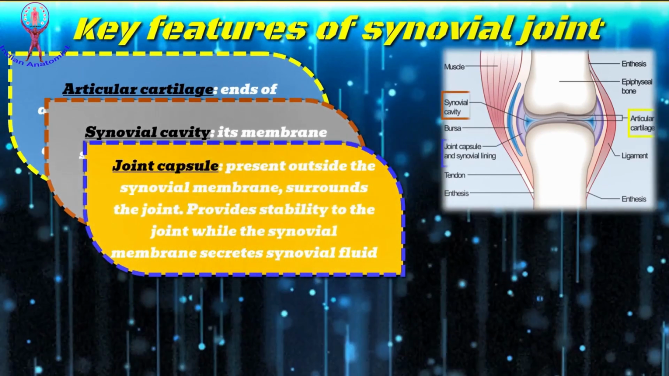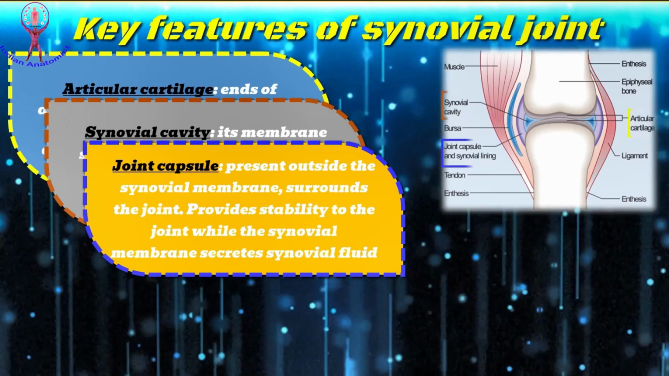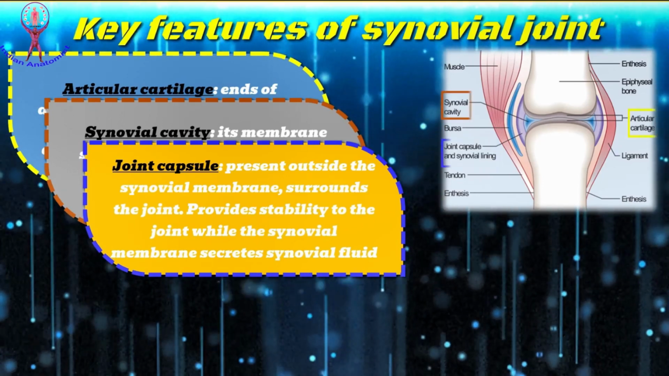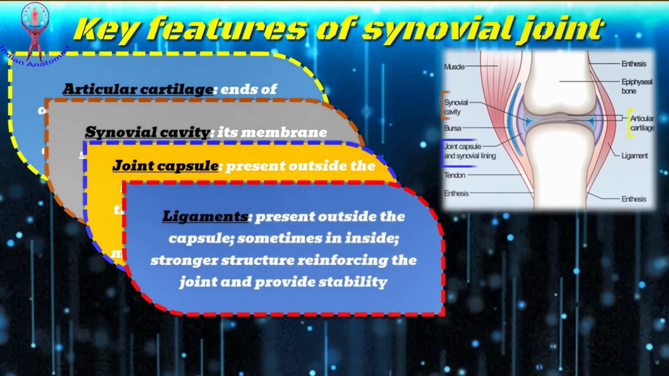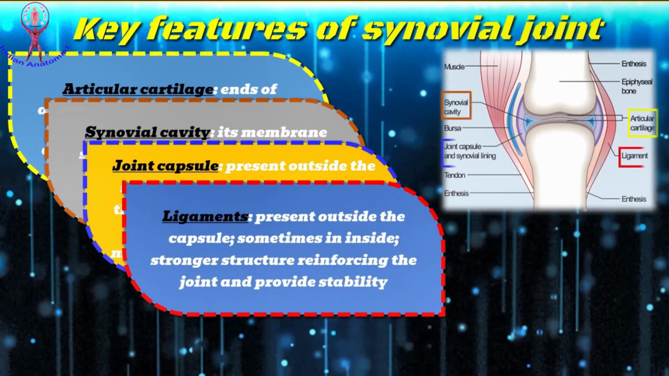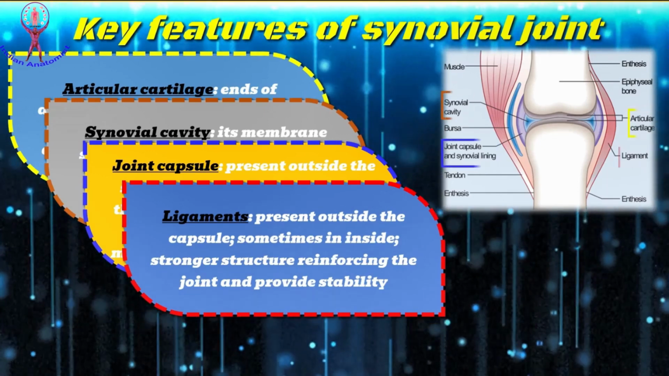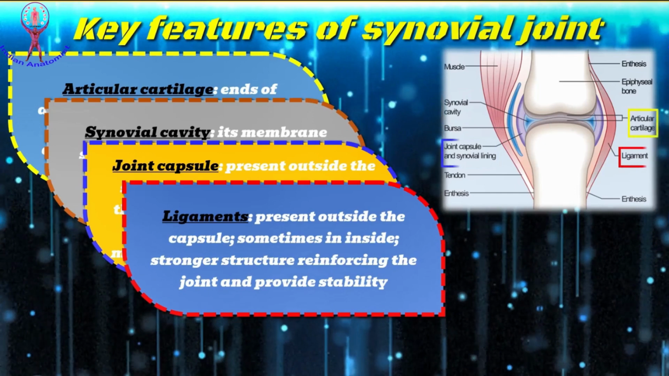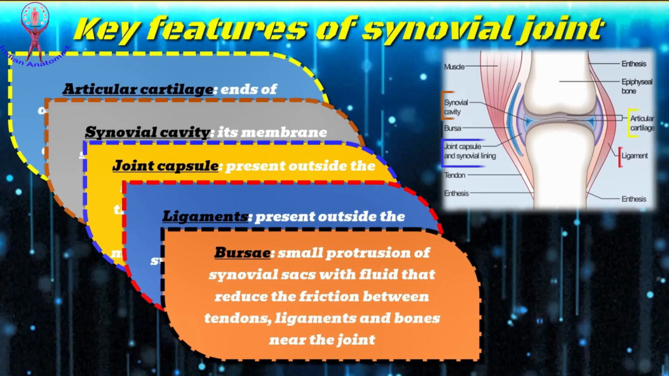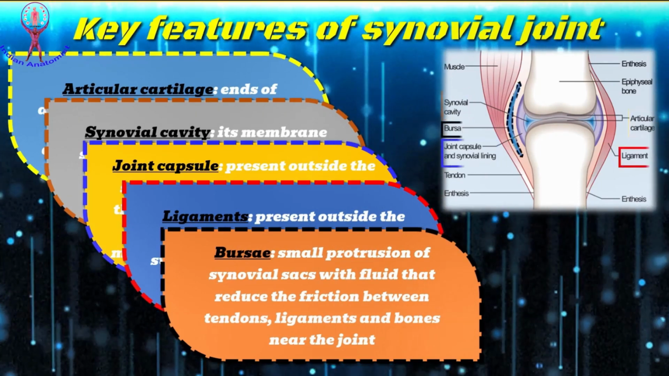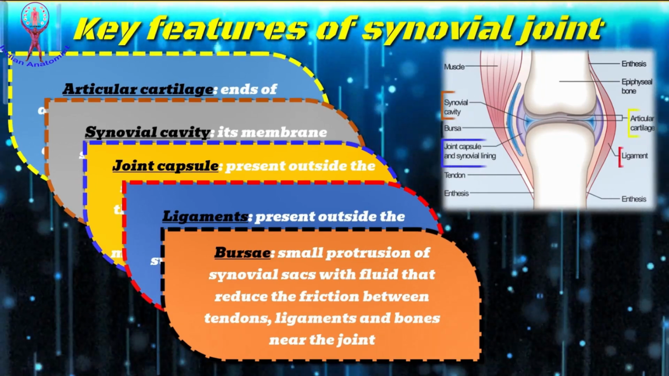Number 3 is the joint capsule. In all the synovial joints, there is a fibrous capsule, which is present outside the synovial membrane. It provides stability to the joint. Now coming to number 4, the ligaments. These are made of dense connective tissue, present outside the joint capsule, and sometimes inside. These are strong structures, reinforcing the joint, and provide stability. At last, bursa. In plural, bursae, are small pocket-like protrusions of synovial membrane with fluid, that reduce the friction between tendons, ligaments, and bones, near the joint.